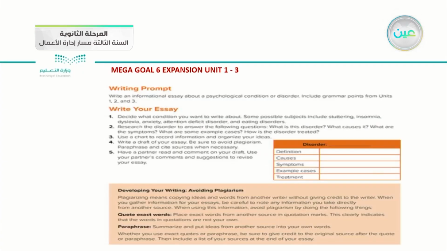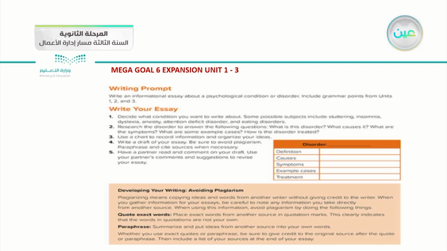Okay, this is the last step for our lesson, as I mentioned in our objectives. Writing: write an informational essay about a psychological condition or disorder. Include grammar points from units 1, 2, and 3. As I mentioned now, you should follow that step about grammar, and you should write your essay according to this grammar they mentioned to you in your book.